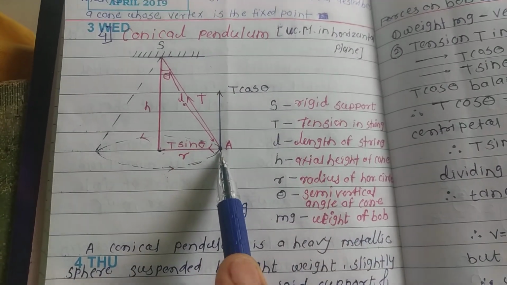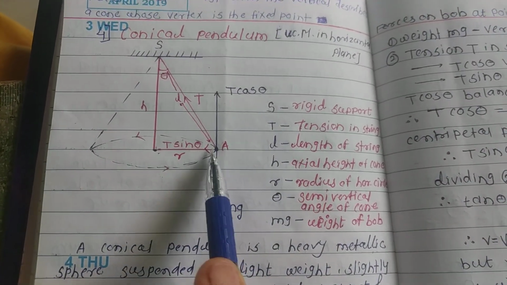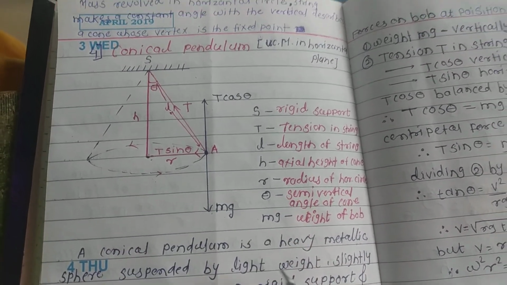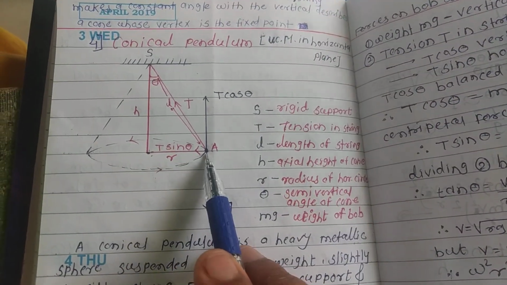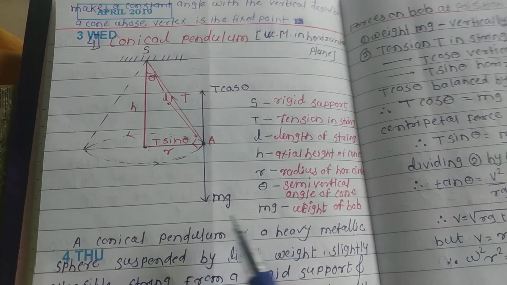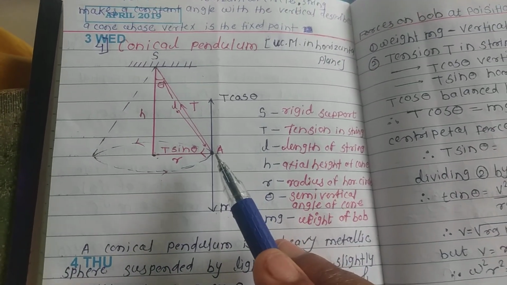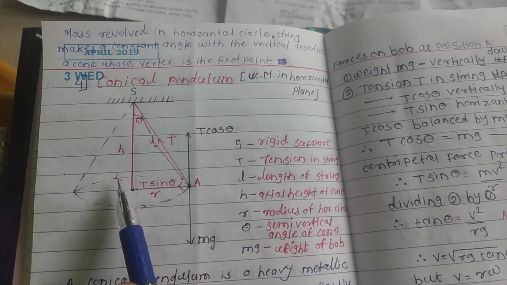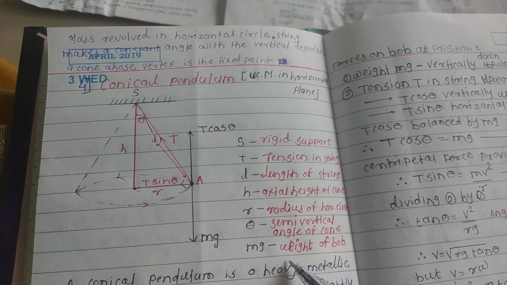The bob is present at position A. It revolves along a horizontal circle. That bob has the mass m. R is the radius of the horizontal circle along which the bob is going to revolve. V is the velocity of that bob. Here some components which are present in the diagram are described.